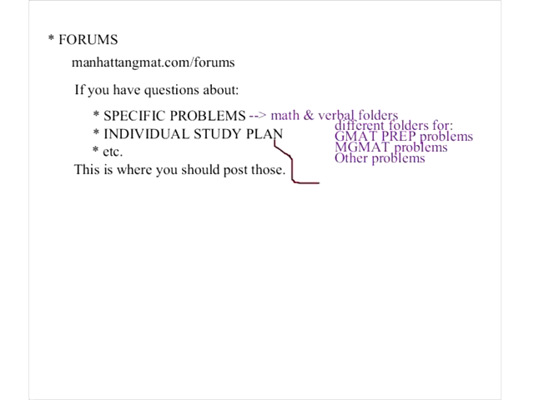Same thing with individual study plans. Individual study plans are best posted in what are called the general folders. We have what's called a general folder. If you don't know exactly what I mean by this, go to the general folder and read through the stuff that's in there. We are usually very good at getting back to people on this stuff quickly. Especially in the general folder, you will get an answer in like 2-3 days max. Sometimes in other folders it takes a little bit longer, a couple weeks, something like that. But there it is.